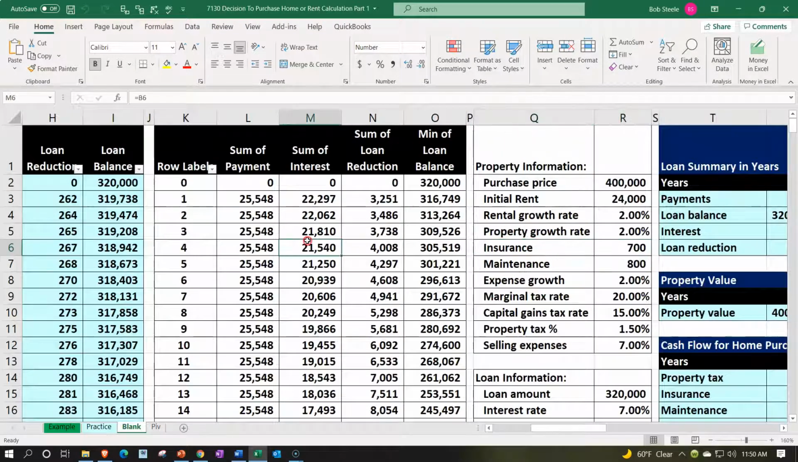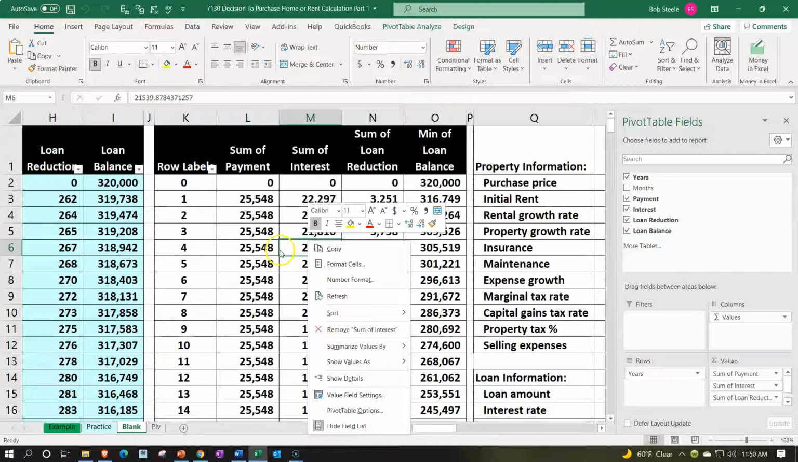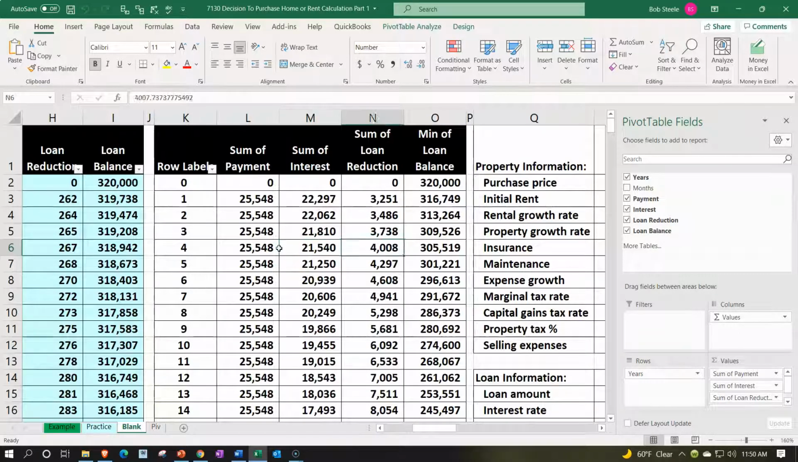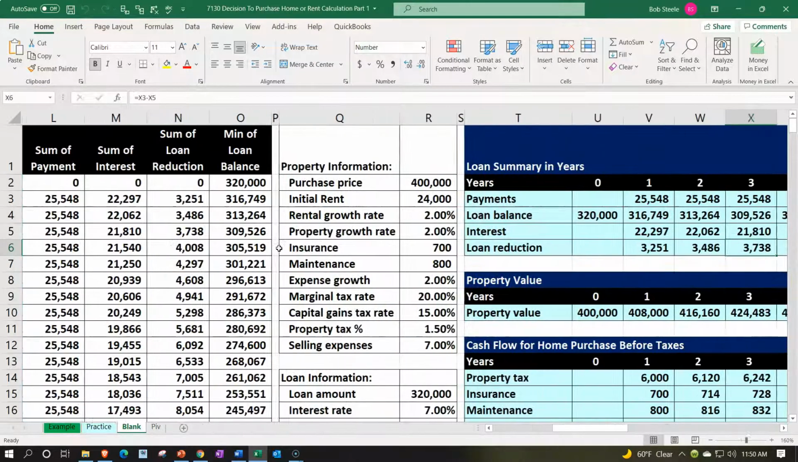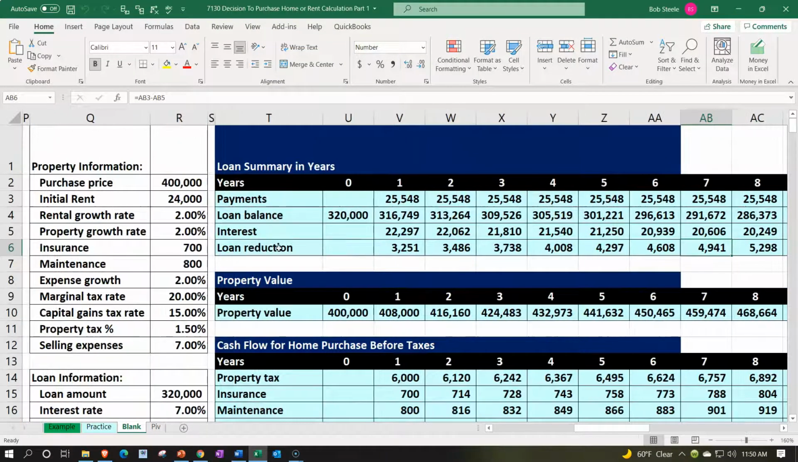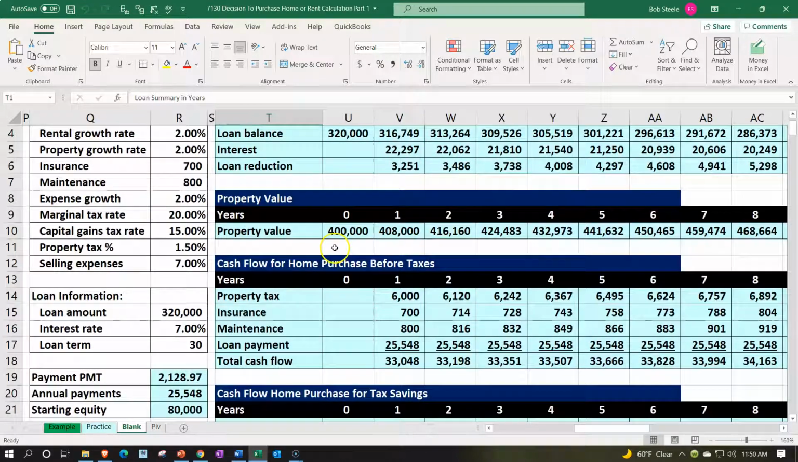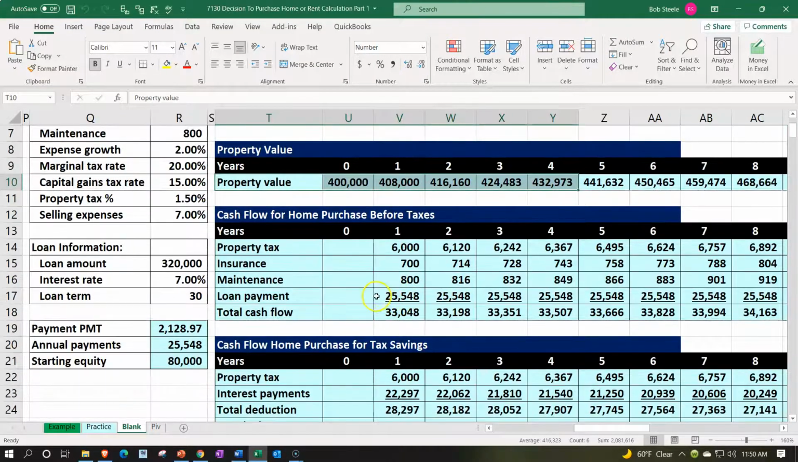Pivot table would have to be adjusted by right-clicking and refreshing the pivot table. But even if the pivot table gets glitchy, it doesn't impact the rest of the calculations because we did the rest of the calculations without the pivot table. So then it should update the loan summary. The loan summary over here is broken out with the years on the horizontal axis. Property values then going up at the 2%. If we vary it from something other than 2%, we'd have an adjustment here.